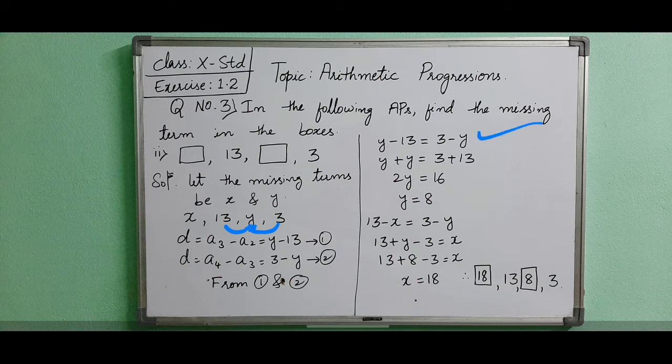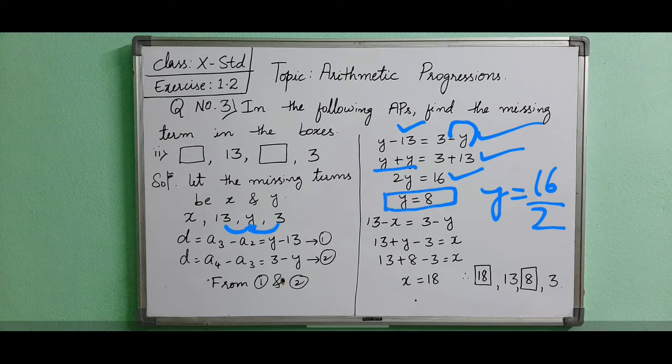We need y, that's why we shift this y. When we shift it, minus becomes plus, so it is y plus y. This minus 13 when shifting becomes plus 13. 13 plus 3 is 16. So 2y equals 16, and y equals 16 divided by 2. 2 ones are 2, 2 eights are 16. So the y value we get here is 8.